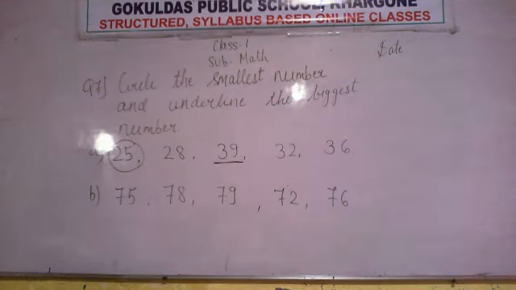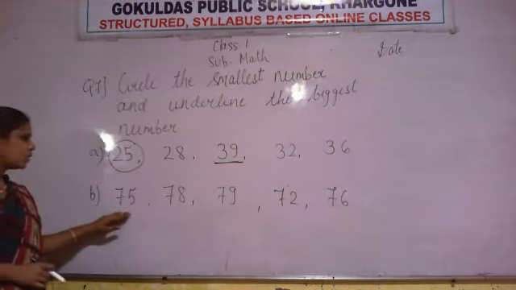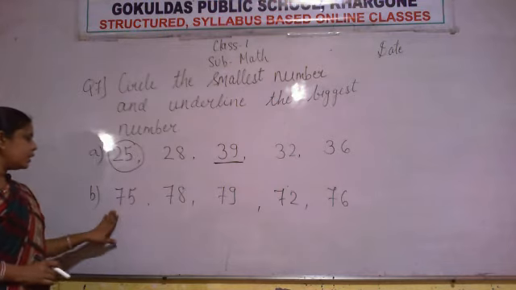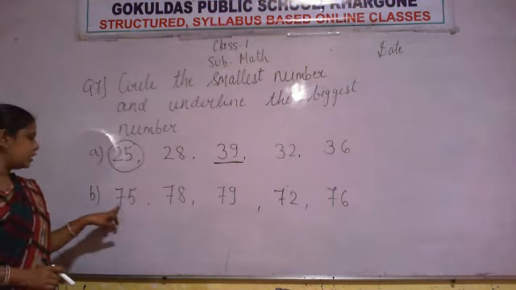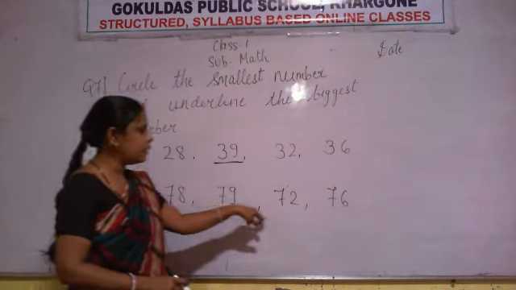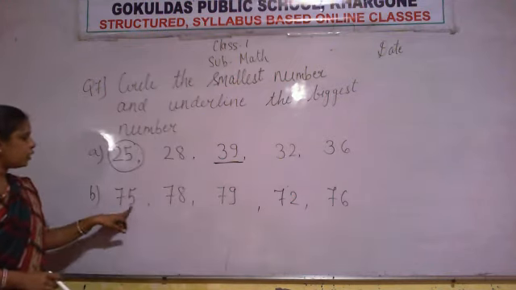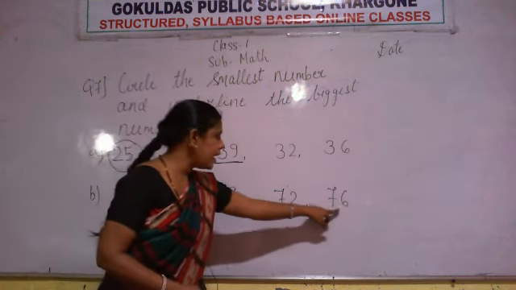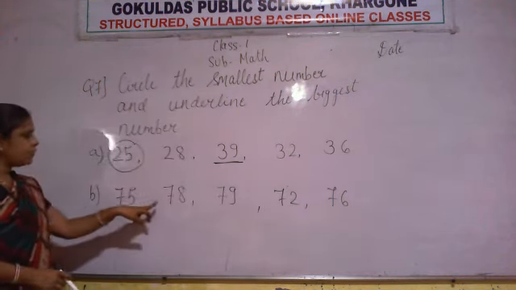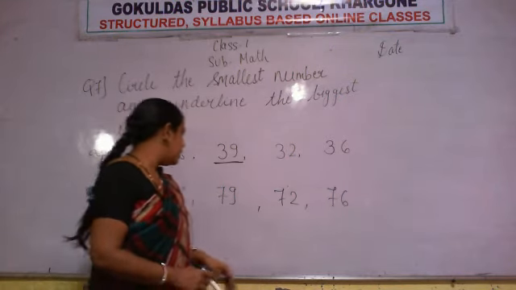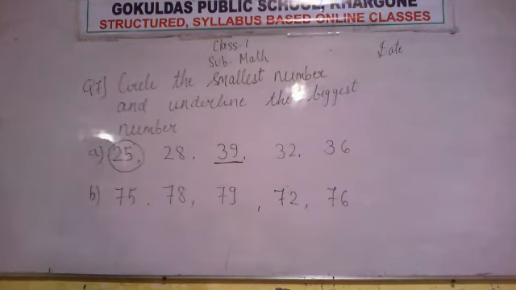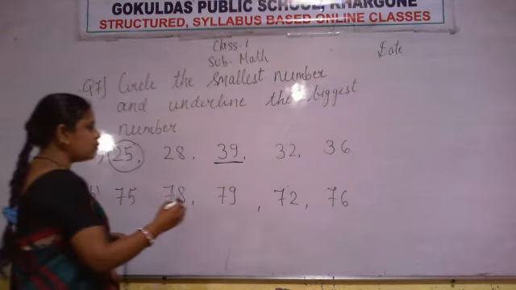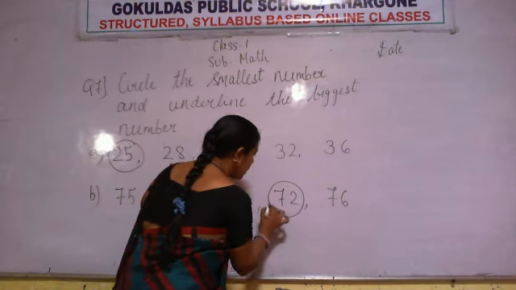Now identify the smallest number. Observe this question. In this question, the tens place is similar in all the numbers: 7, 7, 7, 7 and 7. So we have to compare only the digits at the ones place. The digits are 5, 8, 9, 2 and 6. The smallest among 5, 8, 9, 2 and 6 is 2. That's why 72 is the smallest number. So circle 72.